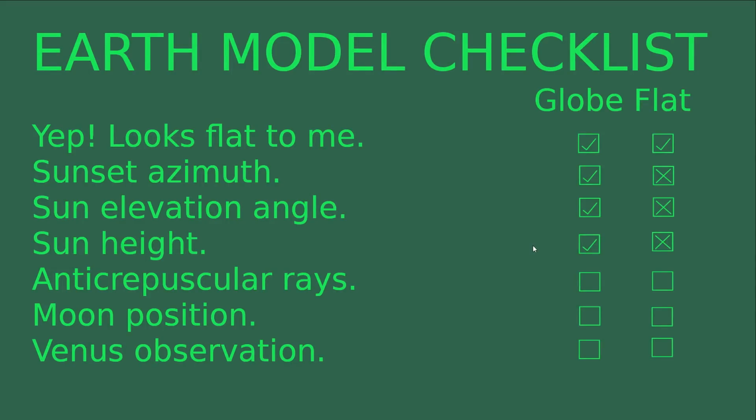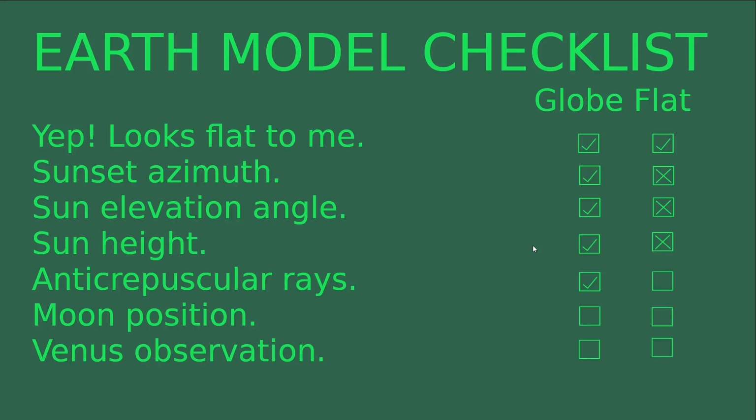And that's why I put an X beside the sun height for flat, because the sun's too high. It's too high to produce the effect of those anti-crepuscular rays, because the clouds are lower than the sun, always lower, and the shadows can't be formed like that, and the sun cannot get low enough to shine on the bottom of the clouds. So I've already discussed the anti-crepuscular rays a little bit.